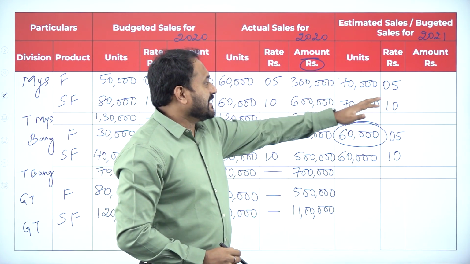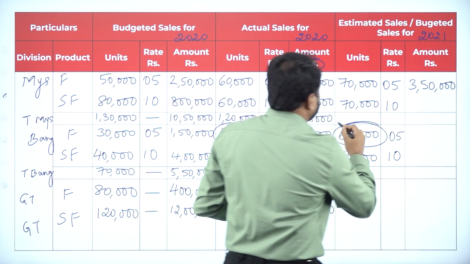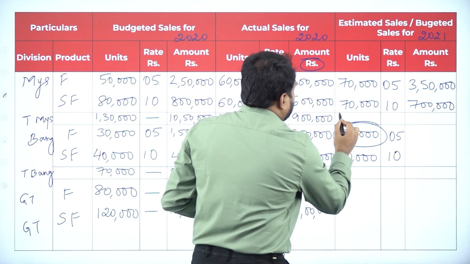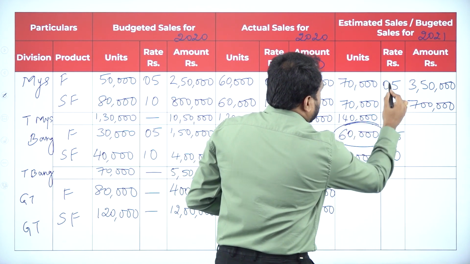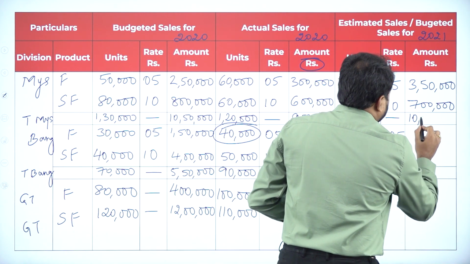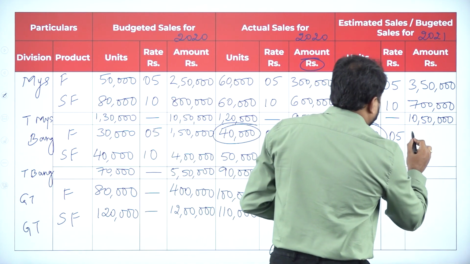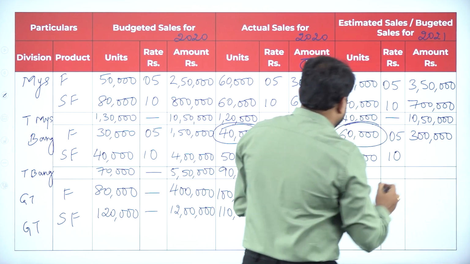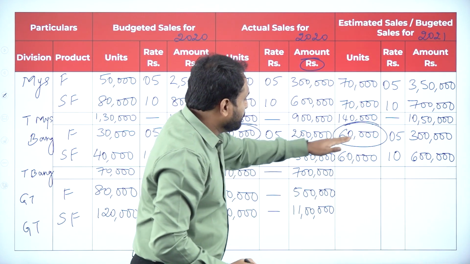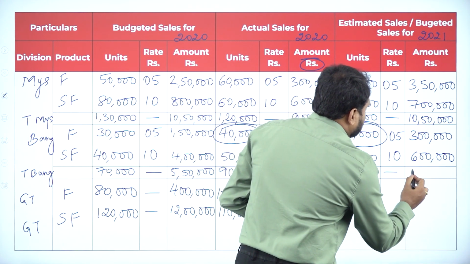Let's go with this. 7 fives are 35, so we have 3,50,000. Here we have 7 lakh. Done. You calculate, 1,40,000 we get. Here it is dash. 3 and 7, it is 10,50,000 rupees that we will get. Now again, 6 fives are 30, we have 3 lakh. Done. And then 6 tens, it is again 6 lakh. Now we need to add 60 and 60, which is 1,20,000 units, and 3 and 6 is 9 lakh.